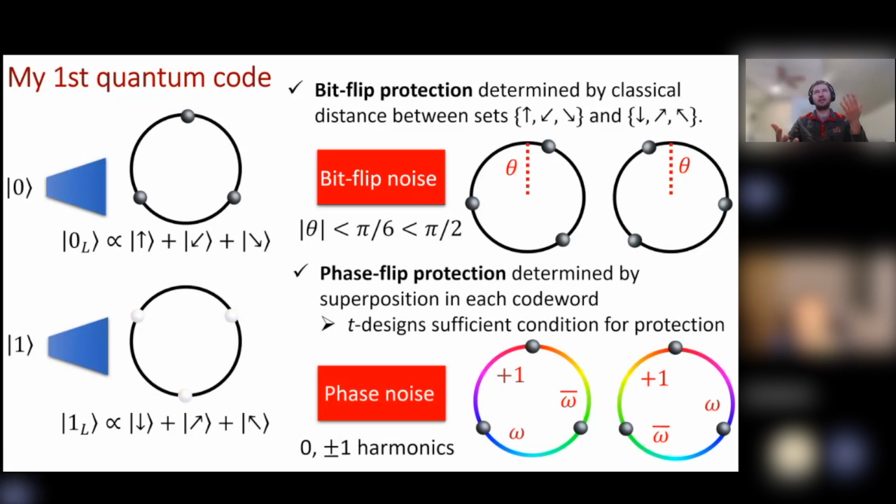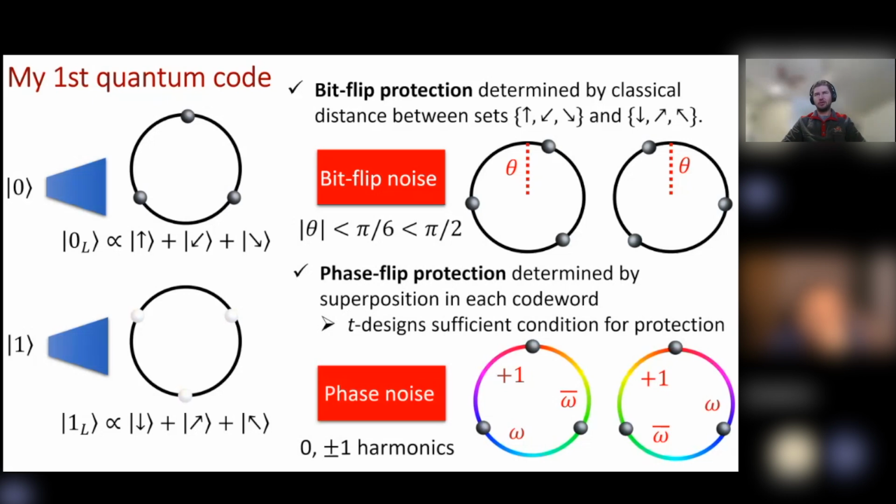There's no free lunch. If you're really good against one, you're not going to be so good against the other. Codes that are designed to protect against mostly a single type of noise are called noise biased or asymmetric. And this kind of trade-off you have to work with depending on your physical system.